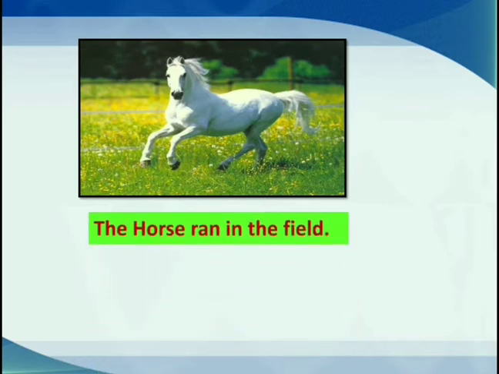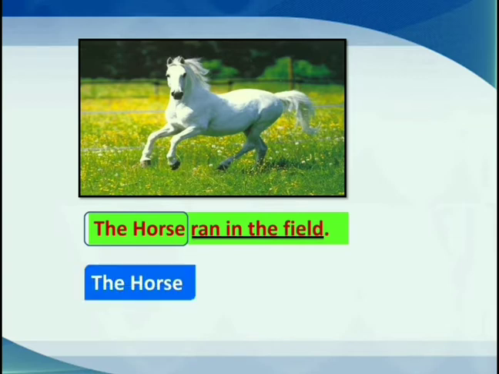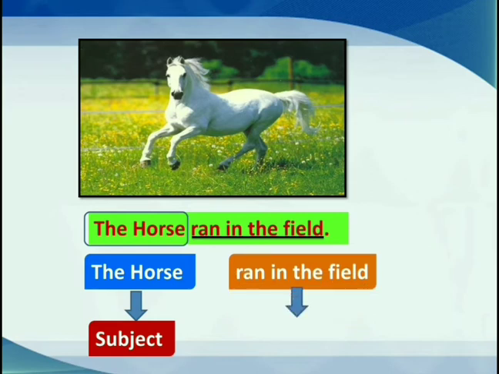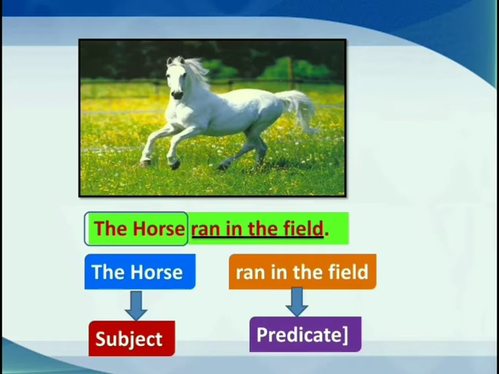My first example is, the horse ran in the field. When I look at this sentence, in this example, the horse is the subject and ran in the field is the predicate. I have divided my sentence into two. Now, when I say the horse, that is a subject, and ran in the field is the predicate. As I have told you, subject is the naming part and predicate is the telling part. That is, subject is the doer of an action, the one who is performing an action.